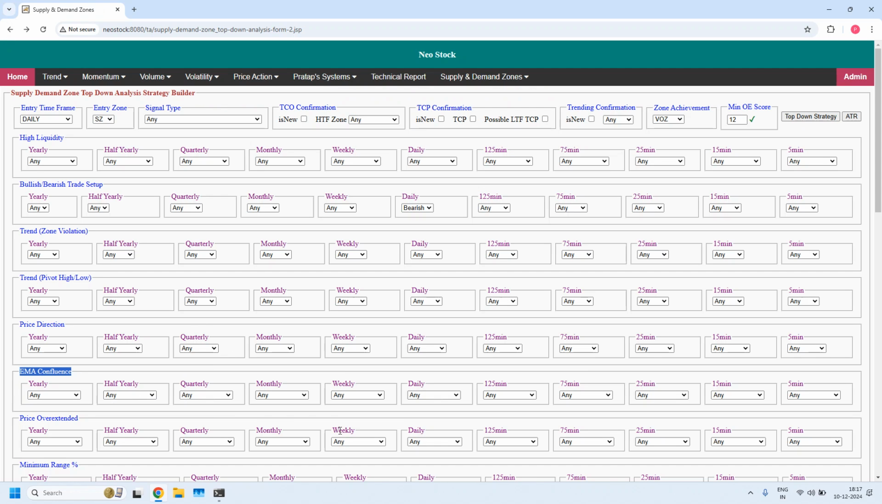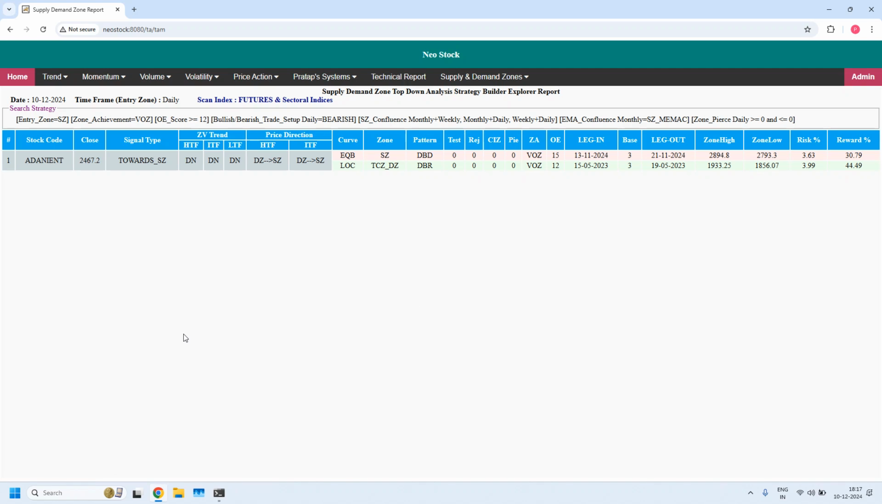In the EMA confluence, monthly time frame, monthly supply zone having monthly EMA confluence filter is enabled. With this filter, the stock is filtered. That means the stock is even more high probability trade setup supported monthly supply zone. Okay, this is about bearish trade setup for monthly income trade.